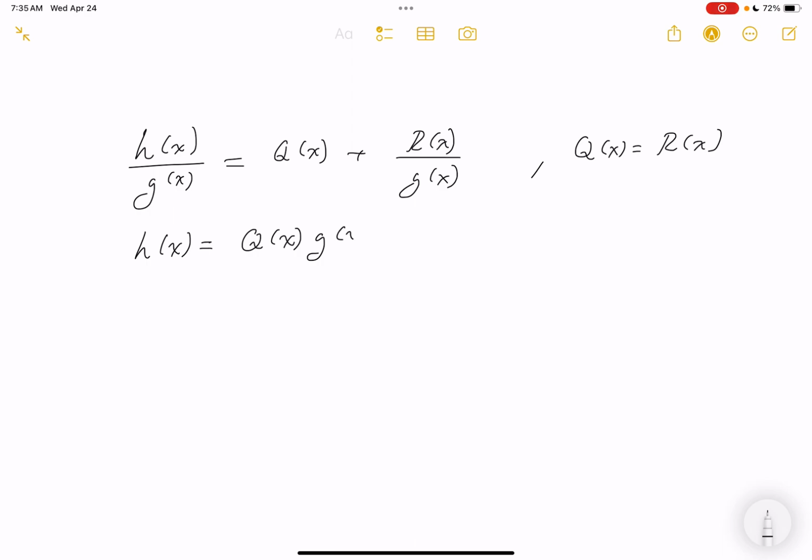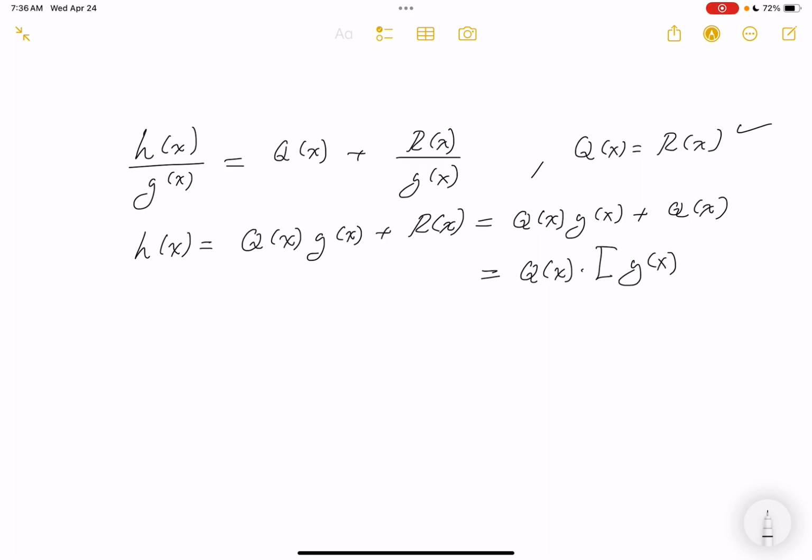So g of x plus r of x. Now, by the way, I know q of x and r are the same, so I could write this down as q of x times g of x plus q of x. And again, the reason for that is over here. I'm just kind of reading through the problem at this point, not doing any really substantial work. So q of x is equal to g of x plus 1. So let's get to the question.